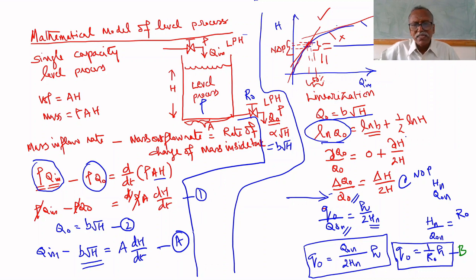This is mathematically true for infinitesimal changes. We are assuming it is also true for small changes. Therefore dou Q naught is replaced by delta Q naught: delta Q naught by Q naught equals delta H by 2H. Delta Q naught is the small change about the nominal operating point, which can be called small q naught.